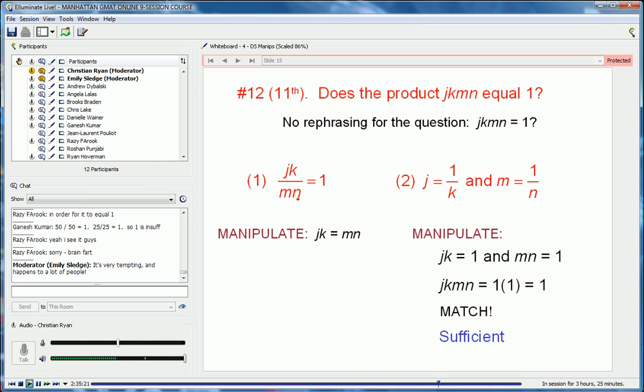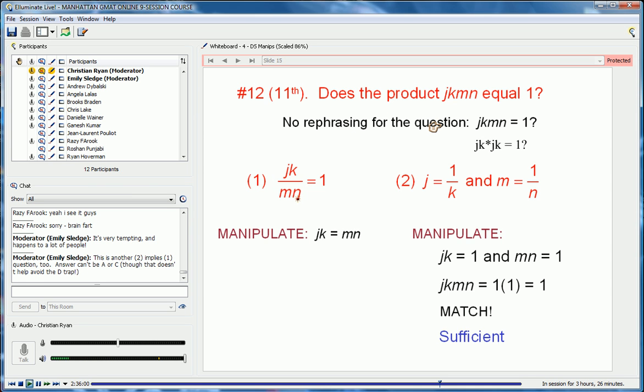If you manipulate that first statement, you get JK equals MN, and then if you sub into the question, you get JK times JK. Does that equal 1? In other words, does JK, the quantity squared, equal 1? And you don't know whether that's true or not. It could be, but it doesn't have to be. So be careful on this one. Don't assume the answer that JKMN equals 1 and then plug it into the statements. Remember to move from the statements to the question.